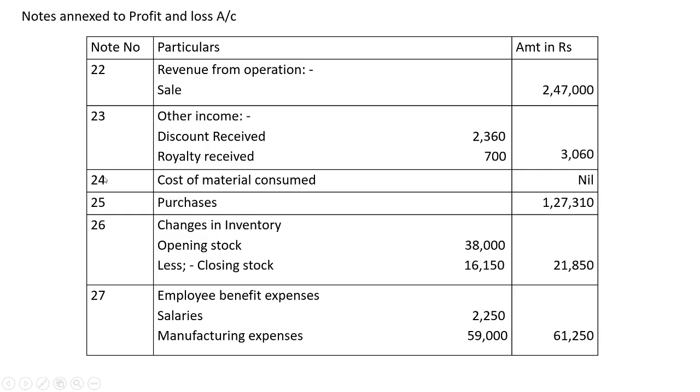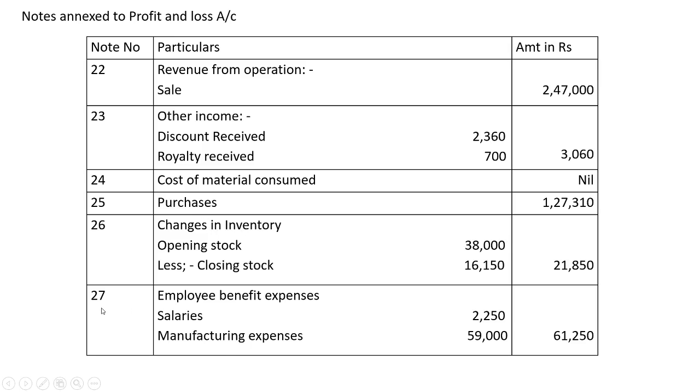And then note number 24, cost of material consumed. In this problem no cost of material consumed is given, so we have shown it as nil. And note number 25, purchases and stock in trade. Here only purchases are there, there is no purchase return. So 1,27,310. Changes in inventory is the difference between opening stock and closing stock. Opening stock is 38,000 and the closing stock is 16,150. The difference is 21,850. That's the changes in inventory.